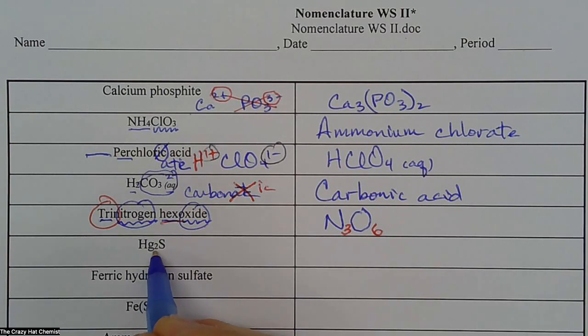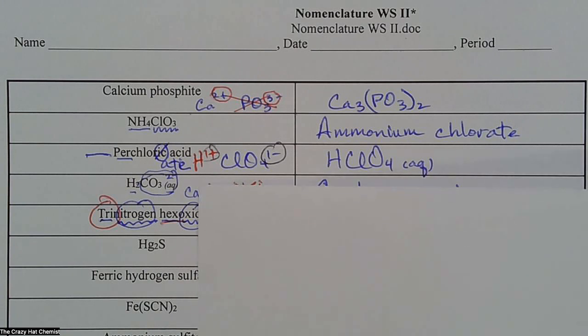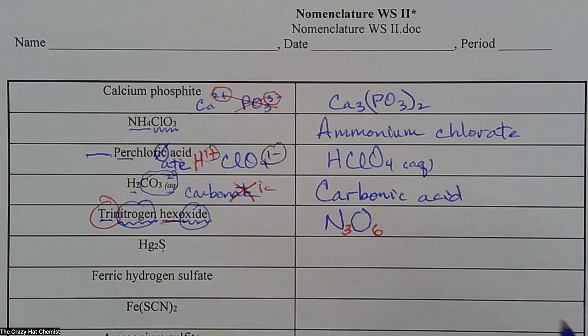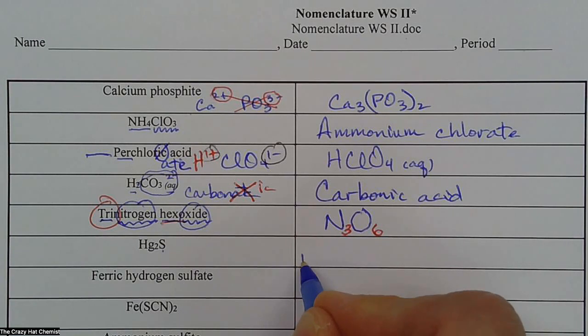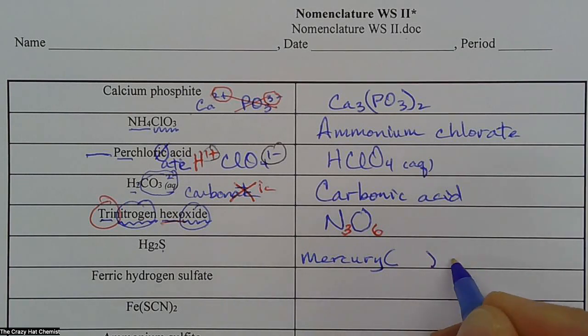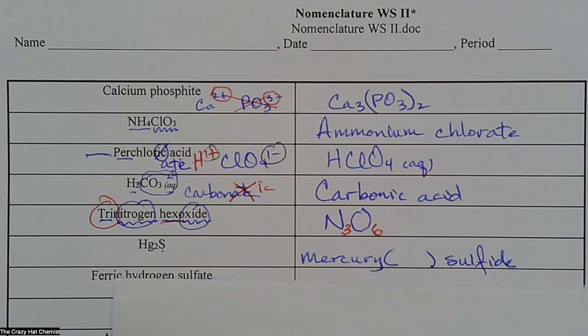The next one is Hg2S. And that one, I would highly recommend on any mercury compound that you actually write out both of them. That is my recommendation. You can do what you want, but here is my recommendation. We know that this is a sulfide, so this is going to be some mercury of some kind. So mercury, and I'm going to put parentheses here, sulfide. And then we're going to figure out what mercury this is.